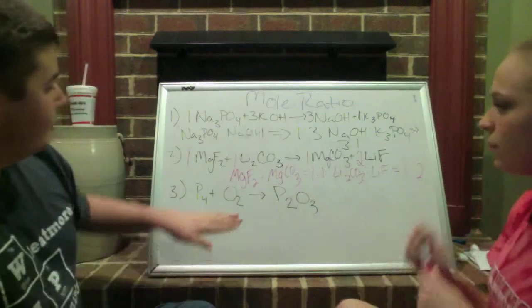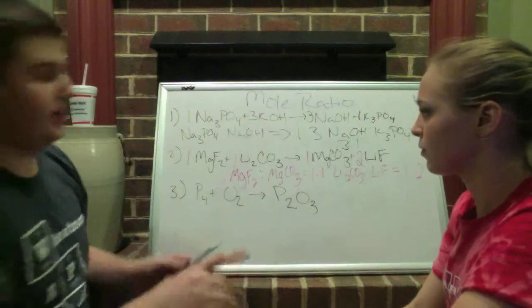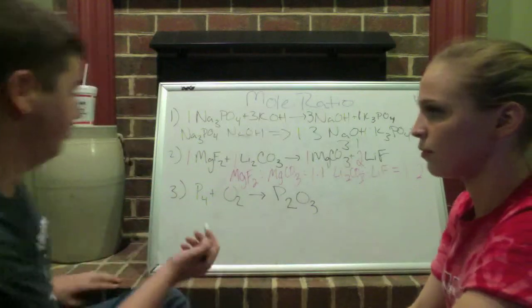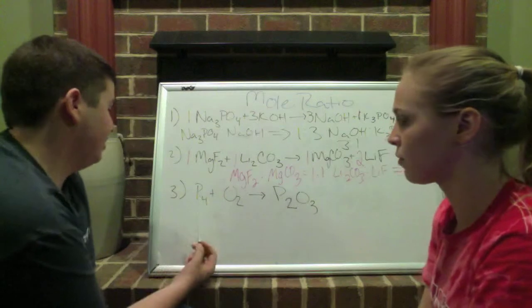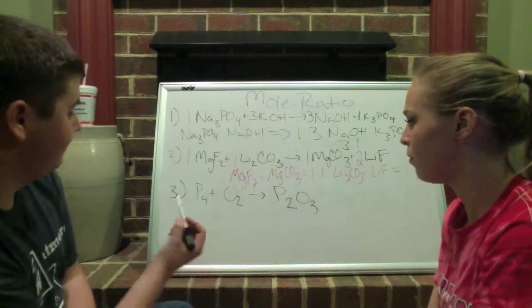And they don't have to be on opposite sides. They can be on the same side. You can use mole ratios to compare anything as long as it's in the same chemical equation. So down here we'll have solid phosphorus reacting with oxygen to form diphosphorus trioxide.